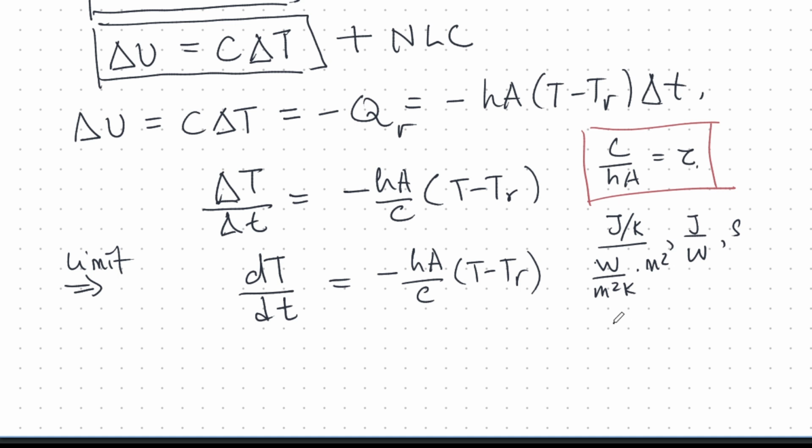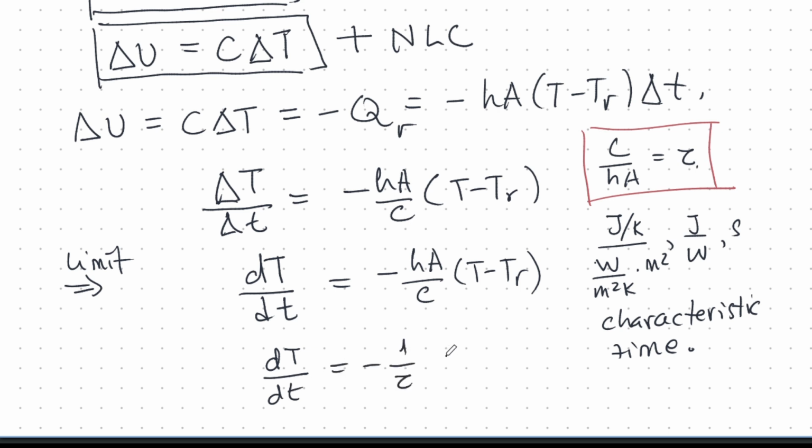This tau is called the characteristic time. And it's quite an interesting thing. We will have a look at what it actually means in the next part of this video. But we can now write our equation in this really beautiful form: dT by dt equals minus 1 over tau times (T minus T_R). So this is a very elegant form of the equation, and you want some elegance because there's a lot of complications coming.